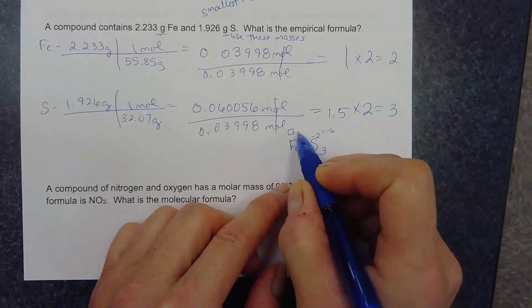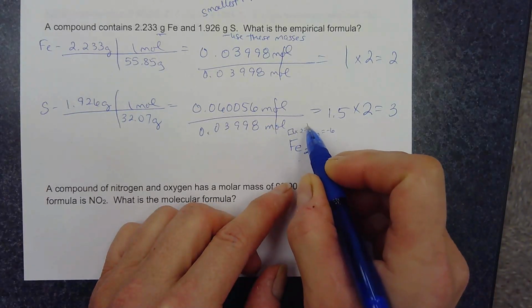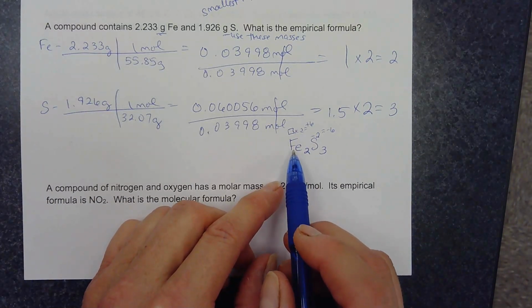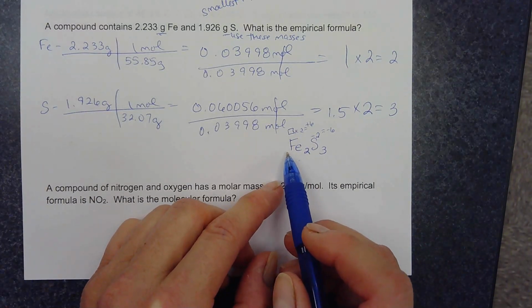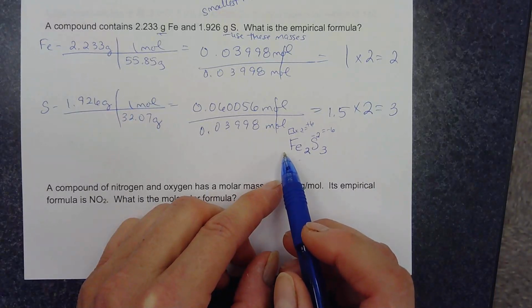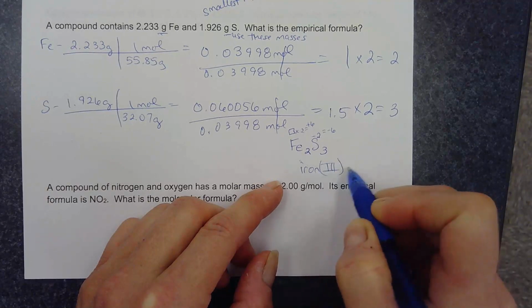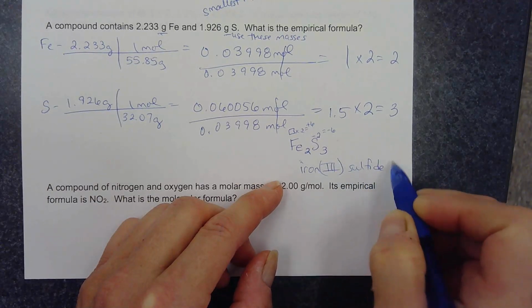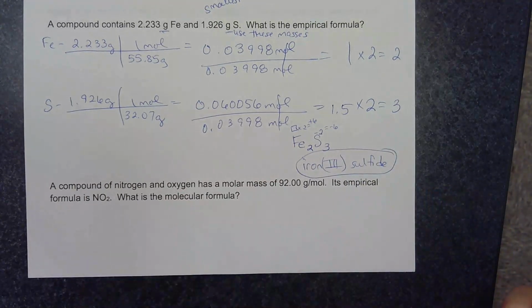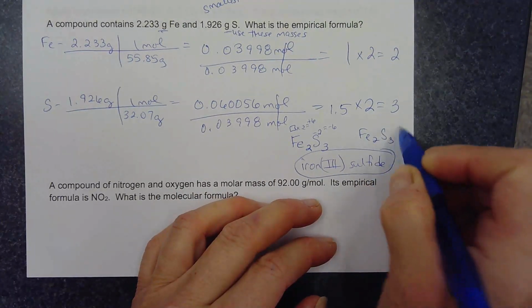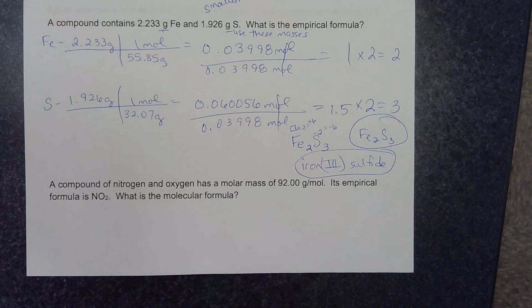You must have something multiplied by 2 to give you a +6 on this side. So what must each iron be? +3. Does it make sense? So this is iron 3 sulfide. Iron 3 sulfide. Okay? And the formula, though, is Fe2S3. That's what you were trying to find. I just wanted to kind of refresh on nomenclature.